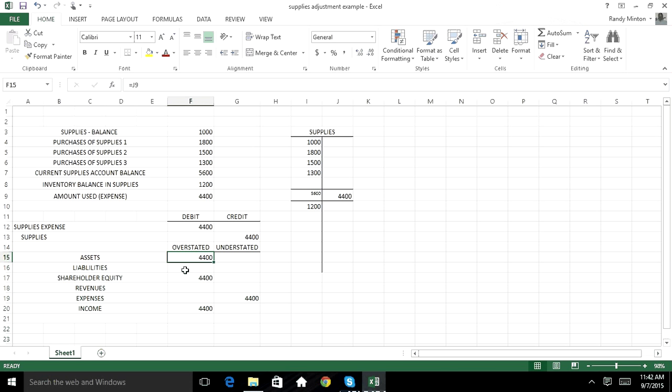Now, these run in the same direction, okay? Assets and stockholders' equity. So if we overstate assets, we overstate stockholders' equity. If we understate assets, we understate stockholders' equity. Now the same thing is true, and this, by the way, since we're overstating assets, we're showing them at $5,600 and when they should be $1,200. And again, this is if we do not make the entry. So if we're overstating our assets, we're also by definition overstating our stockholders' equity.